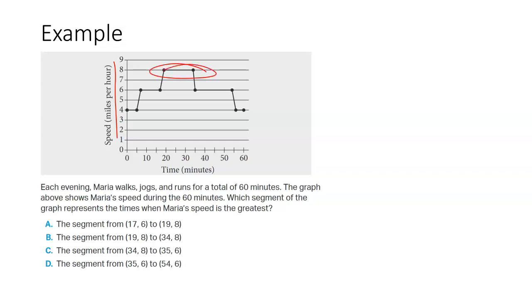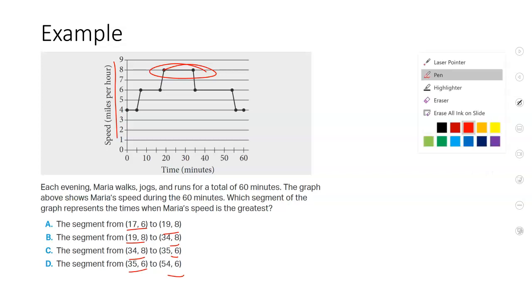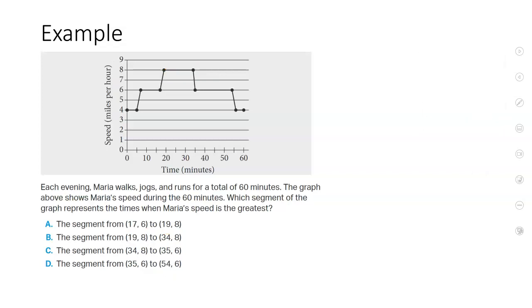Okay? What is her greatest speed? 8. Okay? All of these are ordered pairs on that graph. So we need to look at a couple of things to make our life a little bit easier. All right? Her greatest speed is 8. That's our y value, right? Is that her greatest speed?